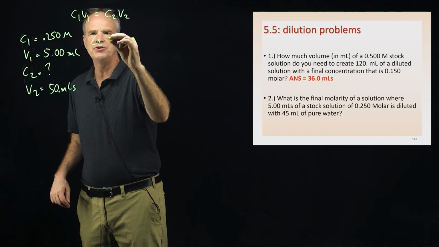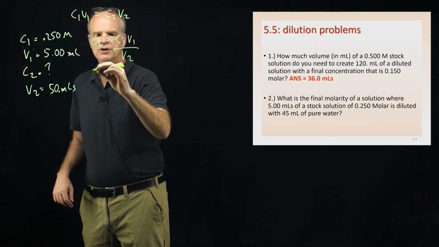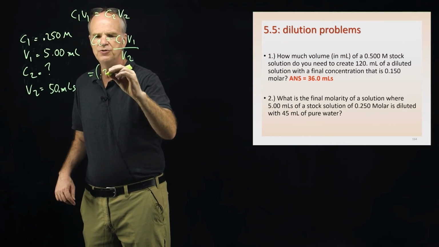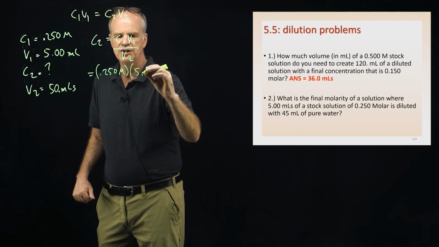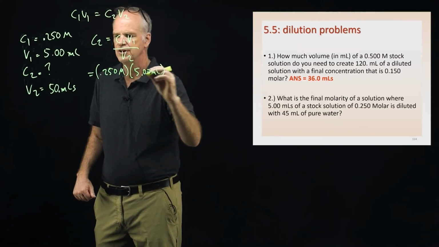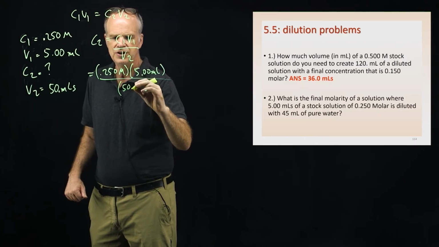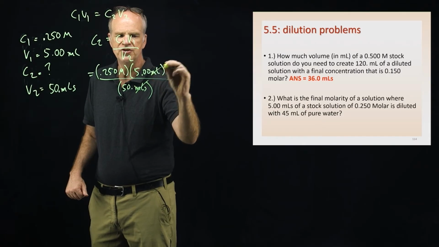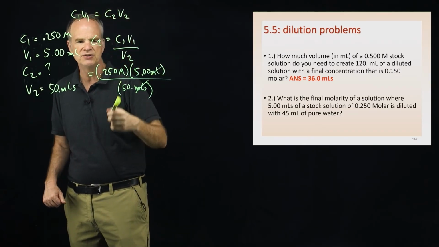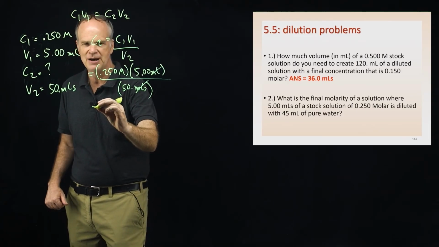So let's see, C2 is equal to C1V1 over V2. So C1 is 0.250, V1 is 5.00 milliliters, and V2 is 50 milliliters. And so what you can see is the milliliters cancel, and you should be left with an answer in molar. And so I can maybe do the math in my head.